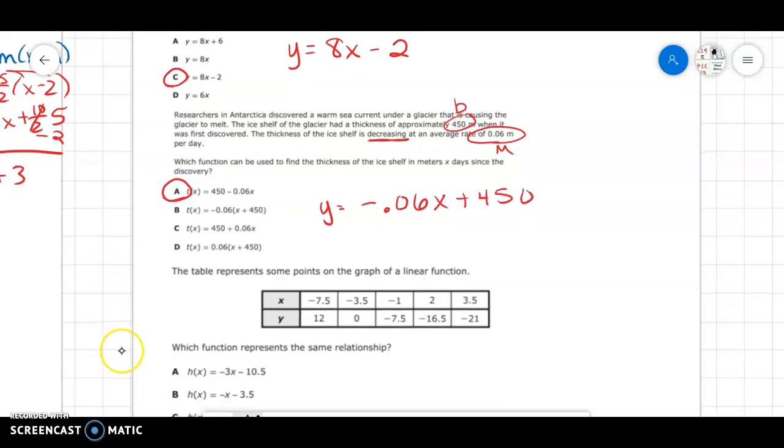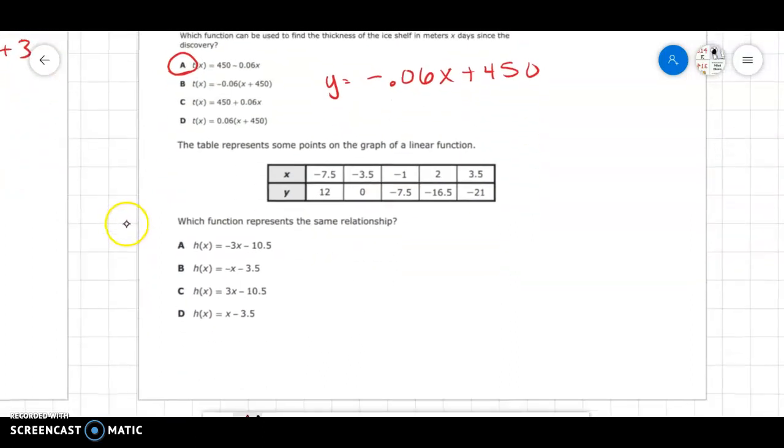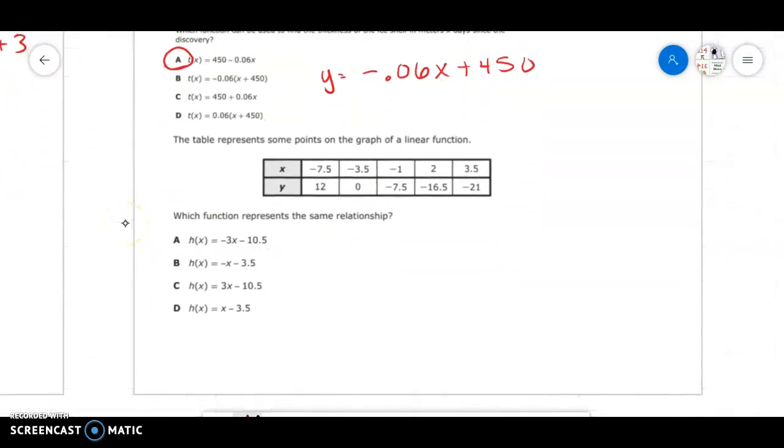And then our last one. Again, some of you need to pay attention. This is increasing, but this is decreasing. So this means our slope is in fact a negative. So it can't be C or D. This is also an x-intercept. That is not a y-intercept. So be very, very careful.